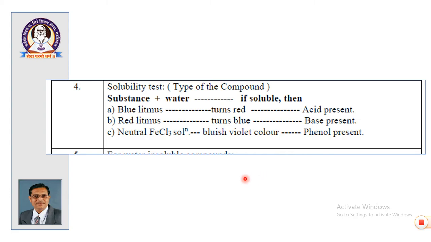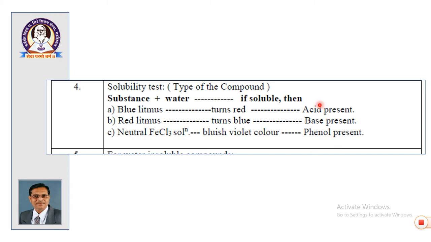Now, next part is solubility test. It is very interesting. If your compound is water soluble, then and then take these tests. Your organic compound will be soluble or will be insoluble, both possibilities are there. Then you begin with the simple test: compound plus water. If it is soluble in water, then try with blue litmus. If it turns red, it is indicating presence of acid. If it turns red litmus blue, then base present. And if it gives violet color with FeCl3, then phenol is present.